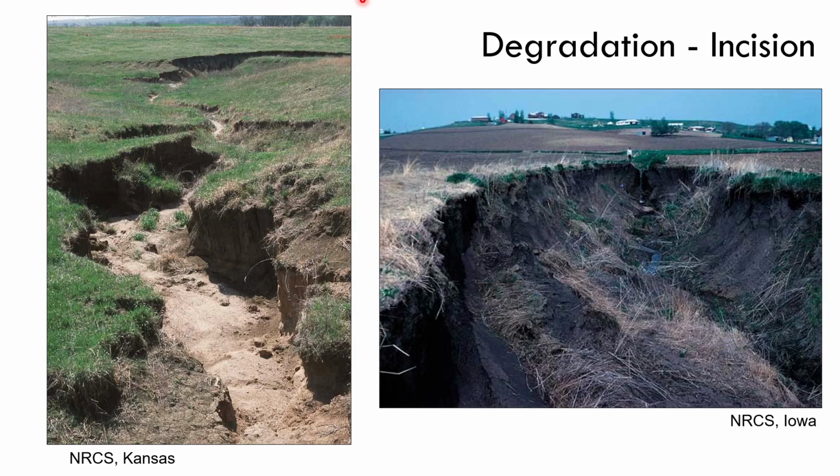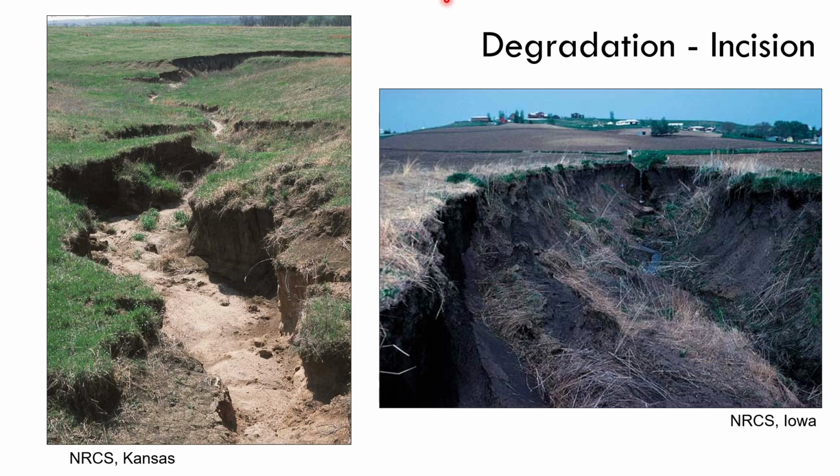So the two examples here show incision. The example on the left is from Kansas, and the example on the right is from Iowa. These are places where we're seeing the stream incise because we're a little bit out of balance. We've got a lot of water potentially, or changes in our water or our slope, and it's leading to decreases in sediment, and we're getting out of balance into the erosion side of things.